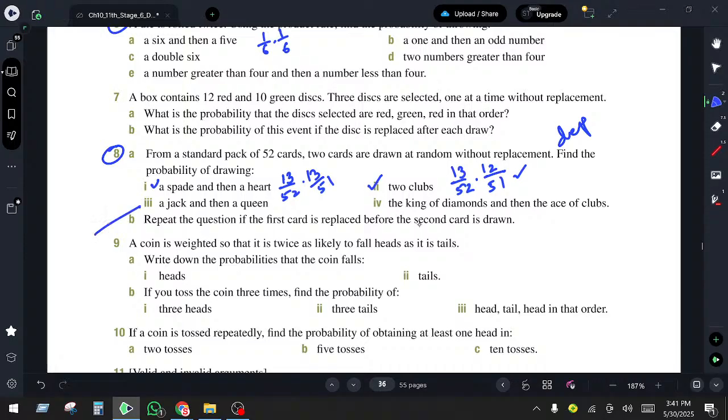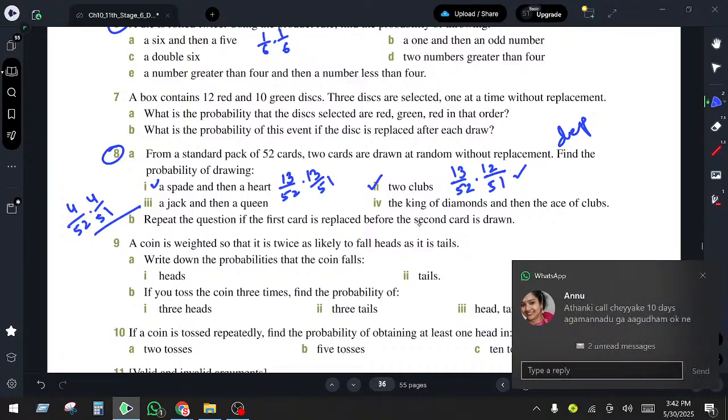A jack and a queen. How many jacks? 4 over 52. How many queens? 4 over 51, because one card is less. Okay. So here your required probability will not be affected in the numerator, but the denominator will be impacted.